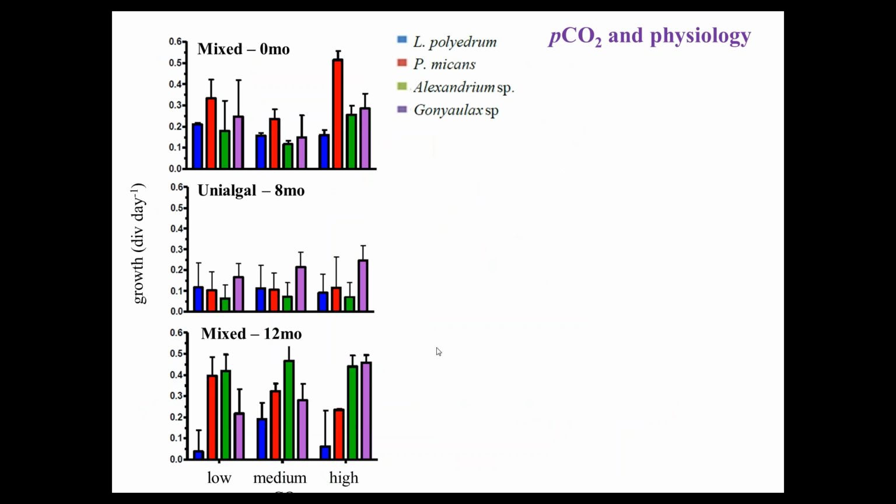Another thing that we looked at in this experiment was that we measured growth rates. So now we're coming from community structure to looking at how well they did under the different CO2 conditions. What you can see here is we did growth rates in the mixed communities in the original 2-week incubation, and then we did it for the mixed communities after a year. And this one in between is for the single isolates by themselves without being put together.